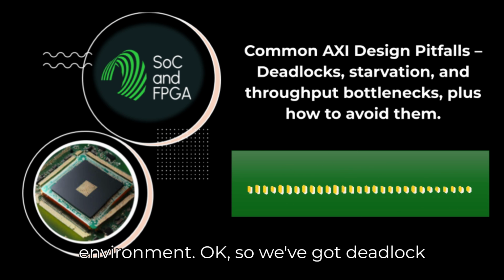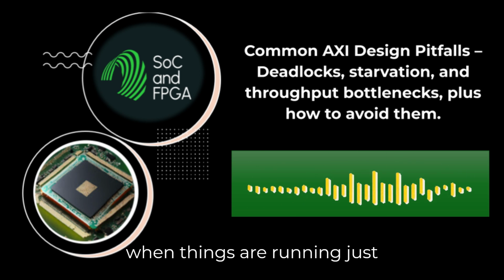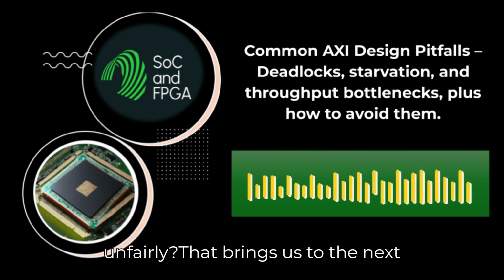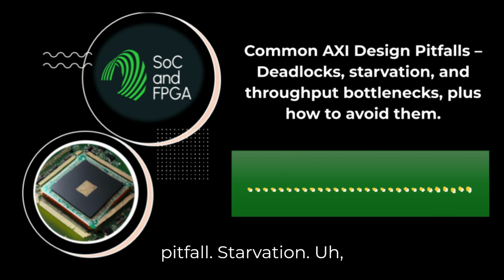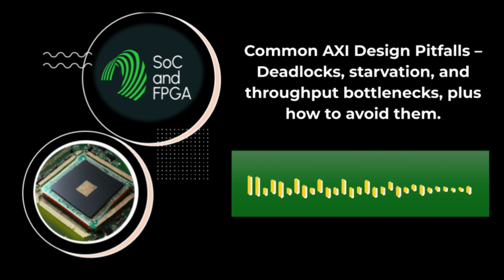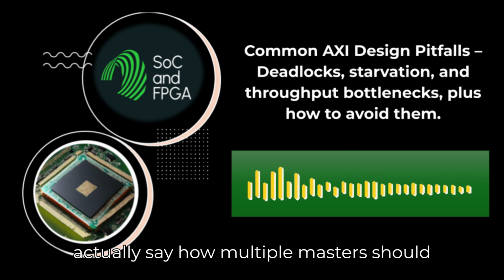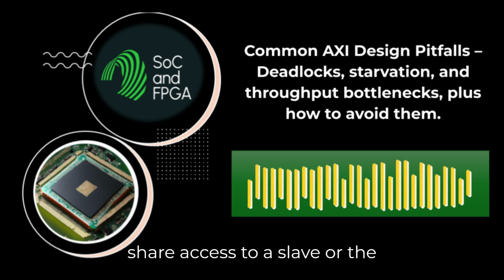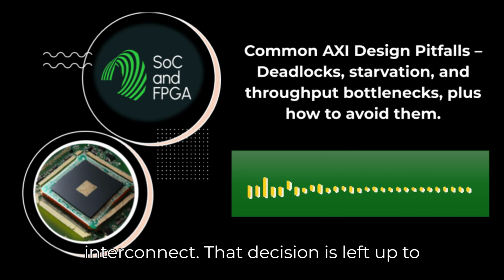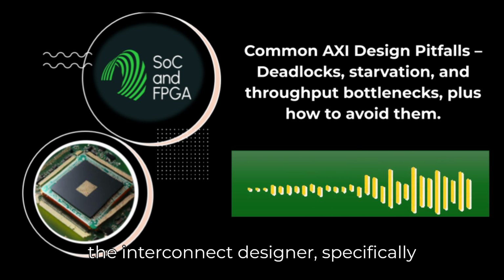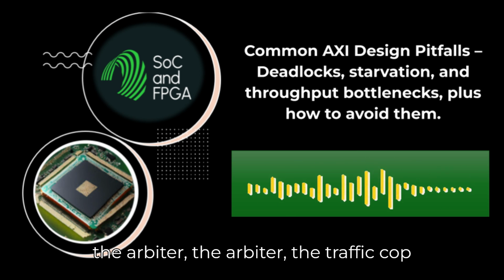Okay, so we've got deadlock covered, the total freeze. But what about when things are running, just unfairly? That brings us to the next pitfall, starvation. Starvation. Yes. AXI itself, the protocol spec, doesn't actually say how multiple masters should share access to a slave or the interconnect. That decision is left up to the interconnect designer, specifically the arbiter. The arbiter, the traffic cop for the bus.